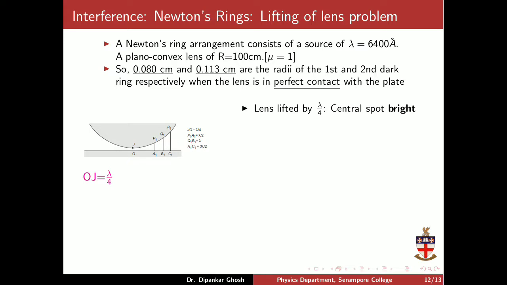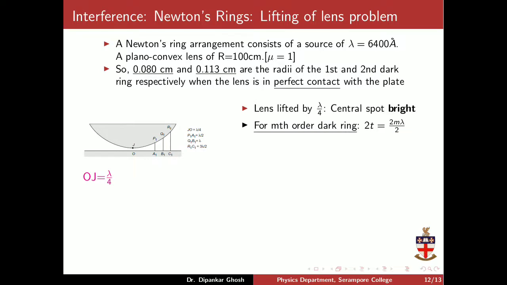So if the lens is lifted by lambda by 4, what is the value of T at the central spot? It is lambda by 4. Hence 2T will be lambda by 2. And that corresponds to, yes, you're right, maximum intensity. So the central spot becomes bright.